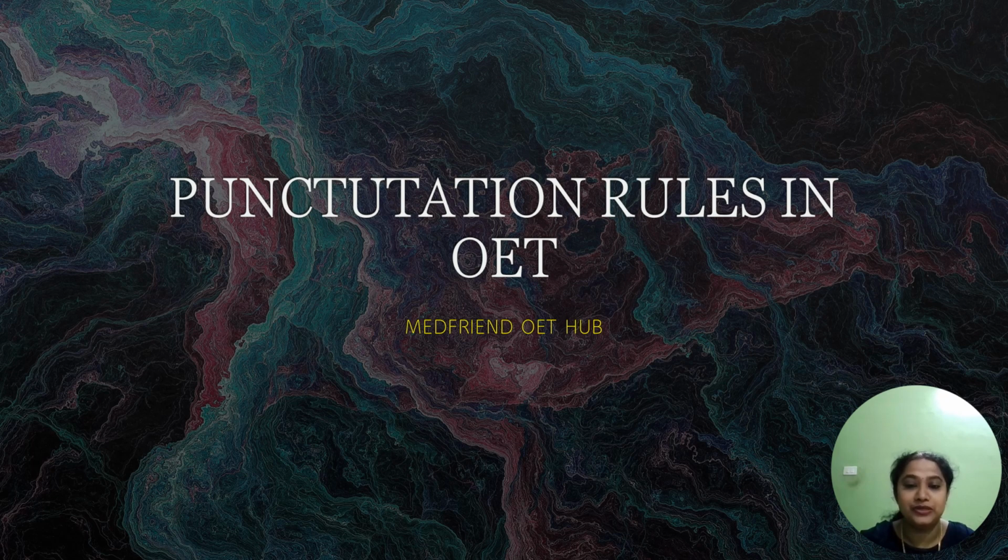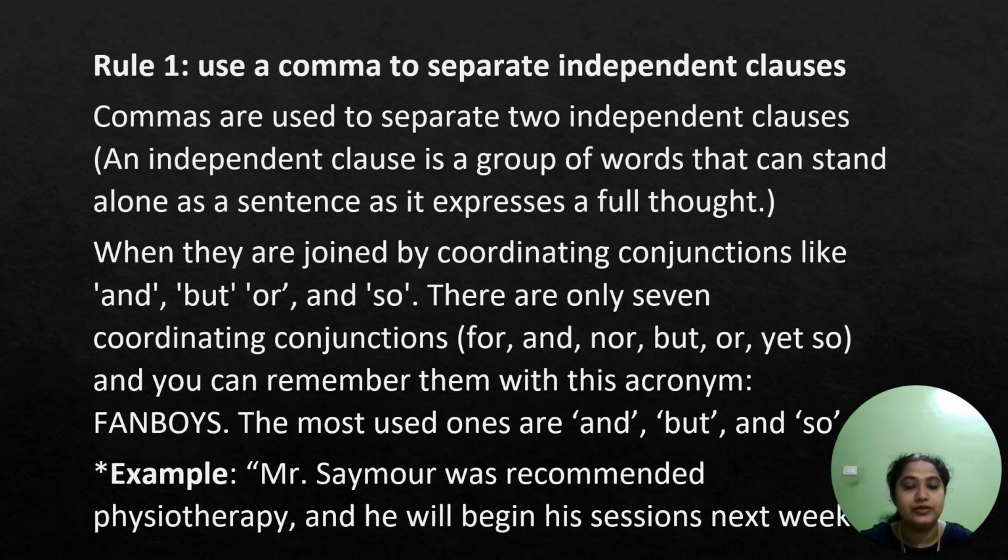Today we will see punctuation rules in OET. So the first rule is use a comma to separate independent clauses. Commas are used to separate two independent clauses. Before moving further, what is an independent clause? An independent clause is a group of words that can stand alone as a sentence and it expresses a full thought.